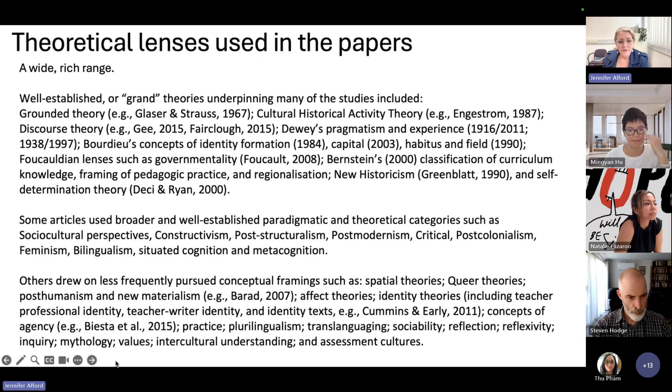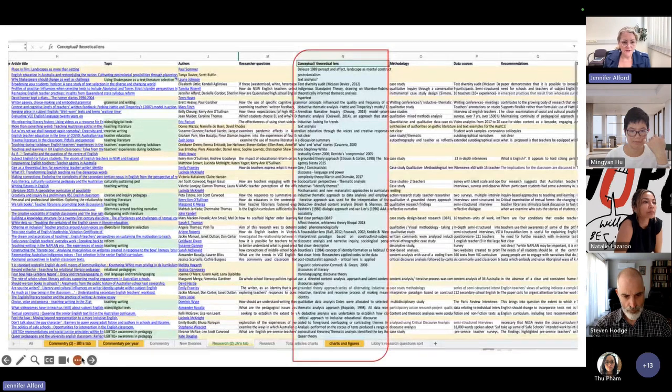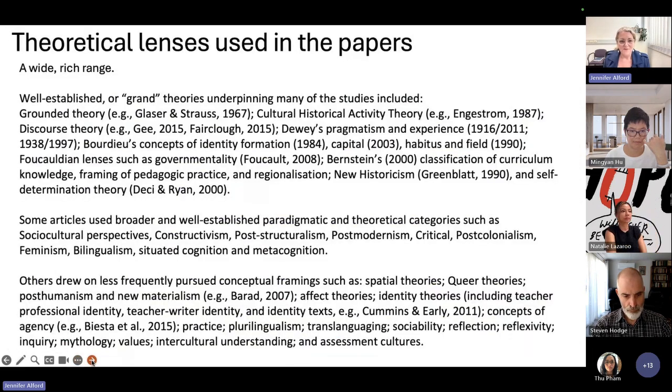Others drew on less frequently pursued conceptual framings, things such as spatial theories, queer theories, post-human and new materialism, affect theories, etc., as you can see. And I'm sorry, I don't know why that keeps flipping backwards. You can see on that final paragraph there some less frequently pursued conceptual framings.